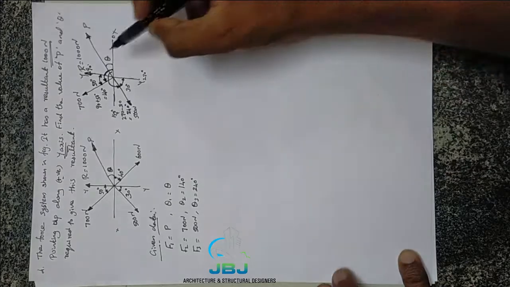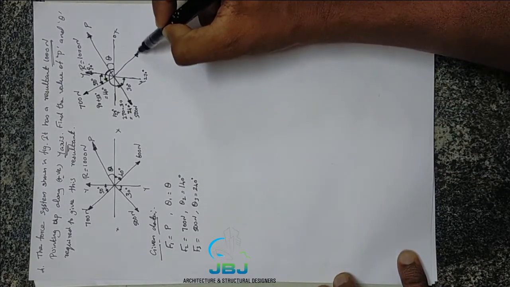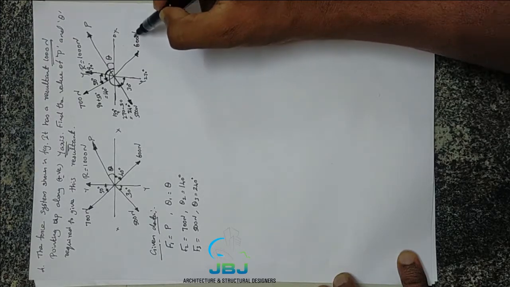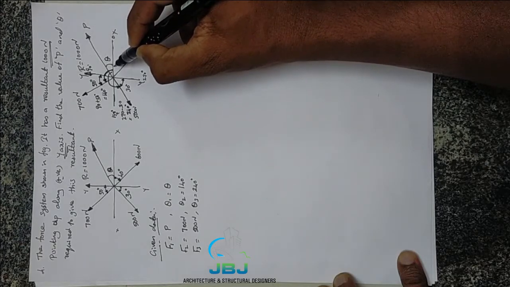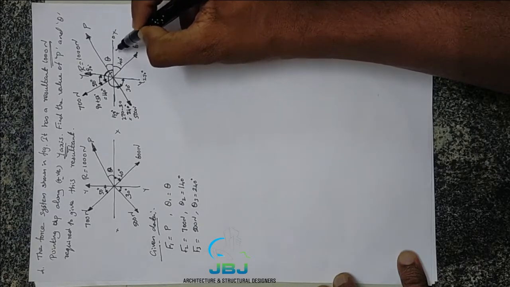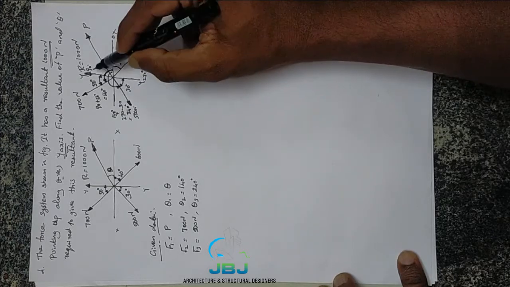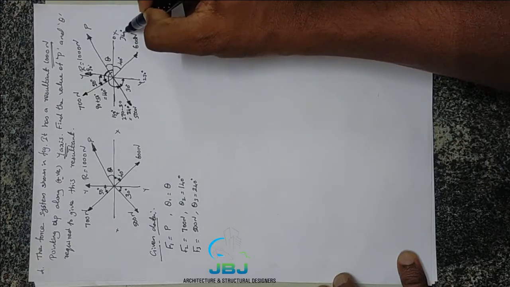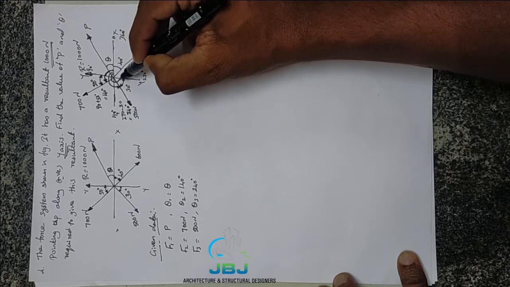Clear? Then the next force is 600 Newton. What's the angle? This angle is 40 degrees. So we know the angles on this circle: 0, 90, 180, 270, and this is 360 degrees. So how will you find the angle from this axis to here?